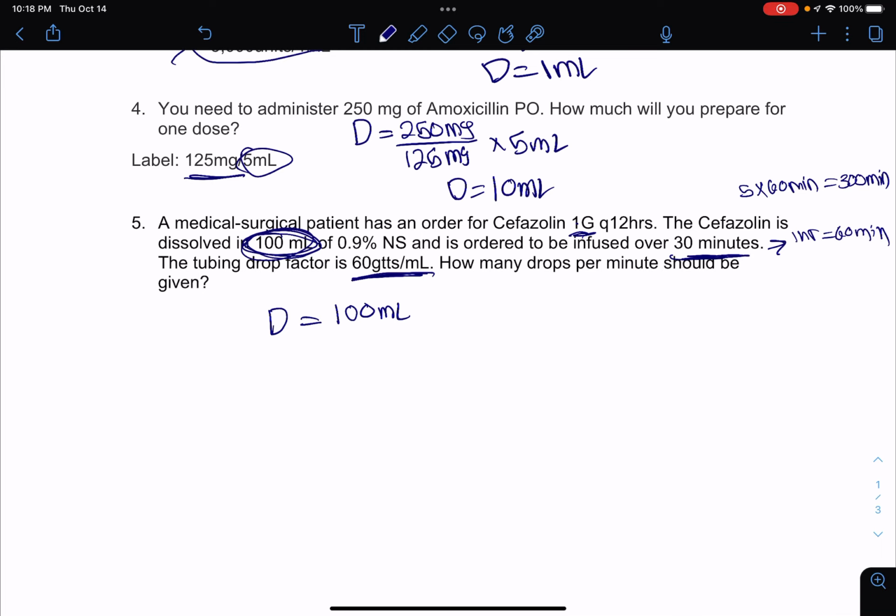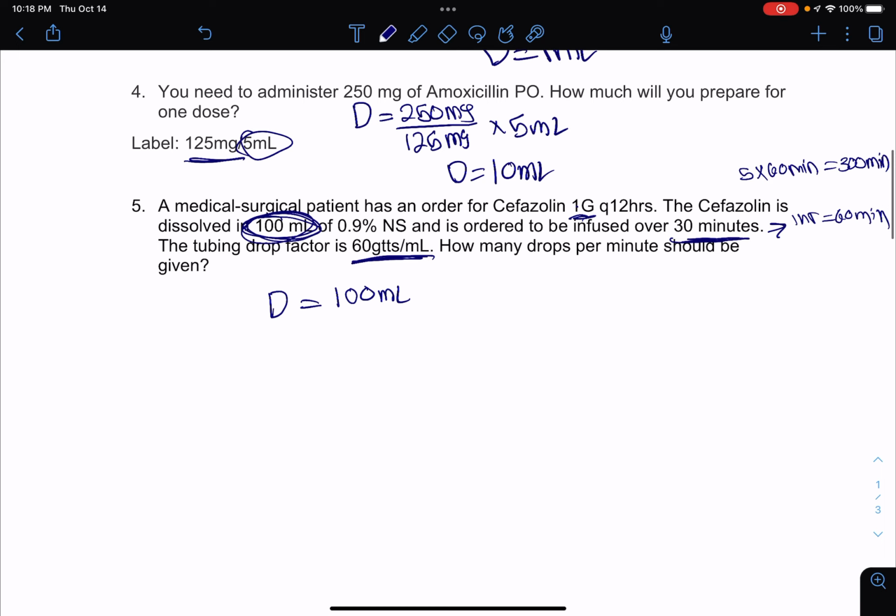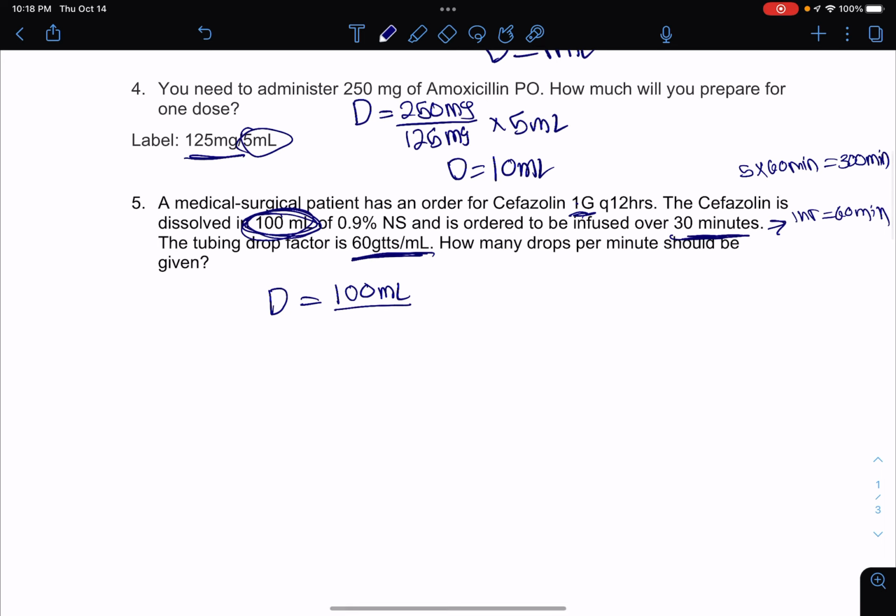You know what? I won't even get ahead of myself. But we're going to do 100 mLs over your time to be infused. So that's always going to be your equation setup for when you have a drop factor: D equals total mL being infused divided by total time in minutes.